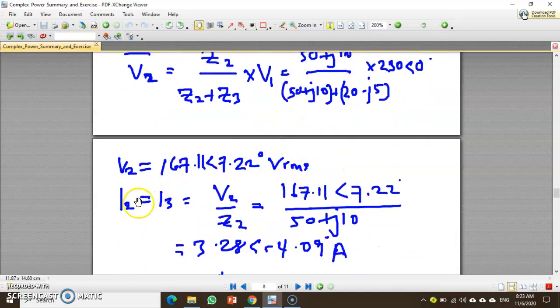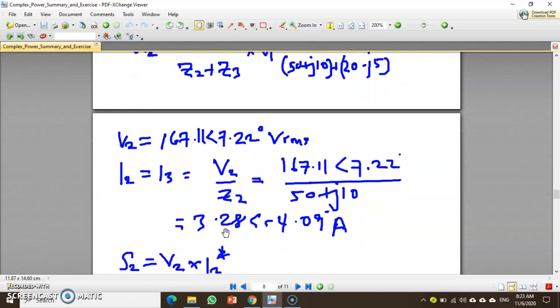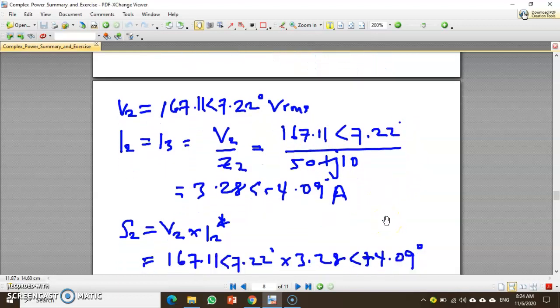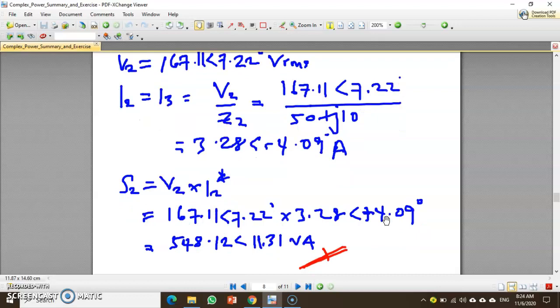This is an RMS value. Current I2 equals I3 because we have a series connection between Z2 and Z3, so we have the same current. So I2 is V2 divided by Z2, and this is an RMS value because we have an RMS voltage. After you have the current and voltage of Z2, you can determine the complex power: V2 RMS times the conjugate of I2 RMS.